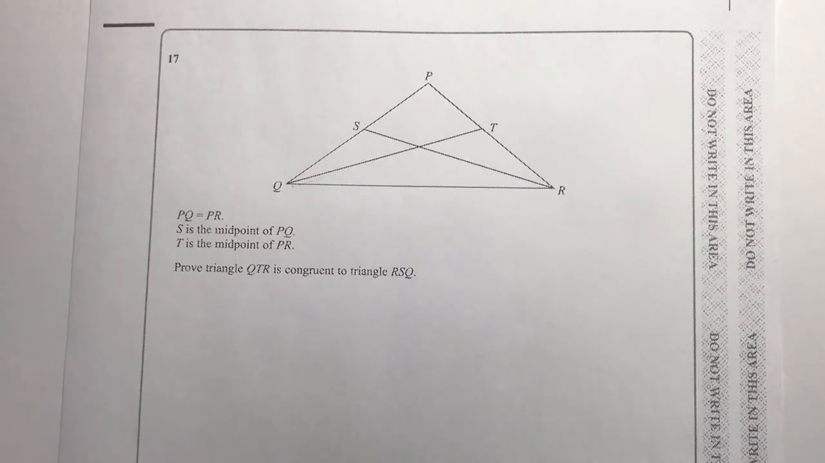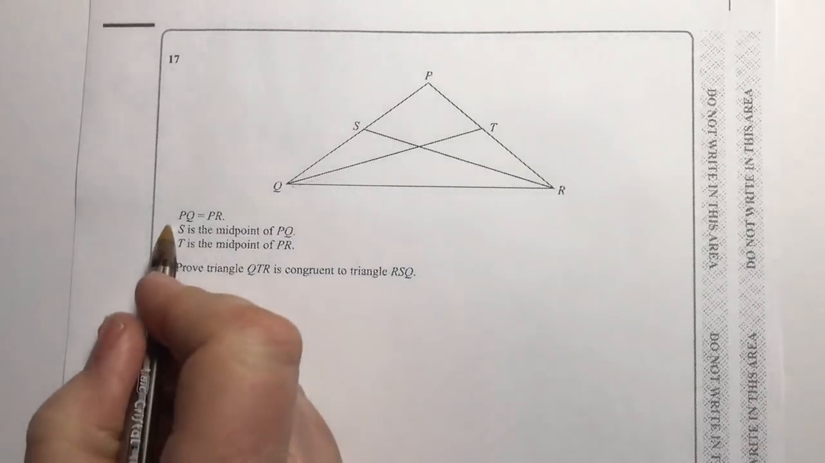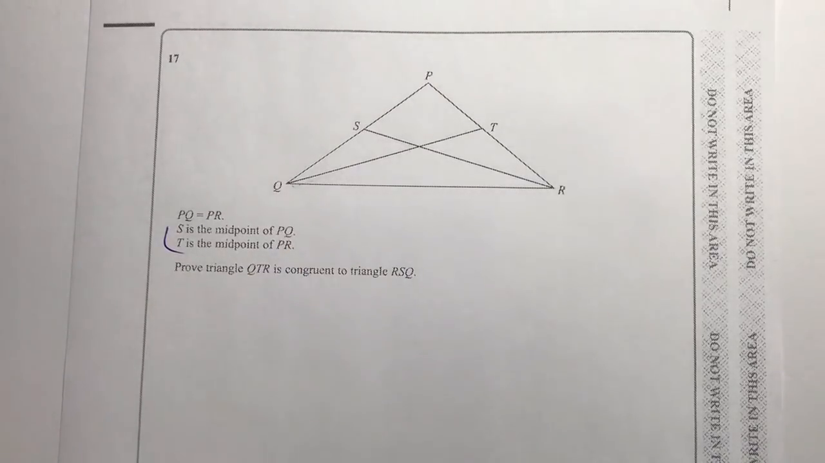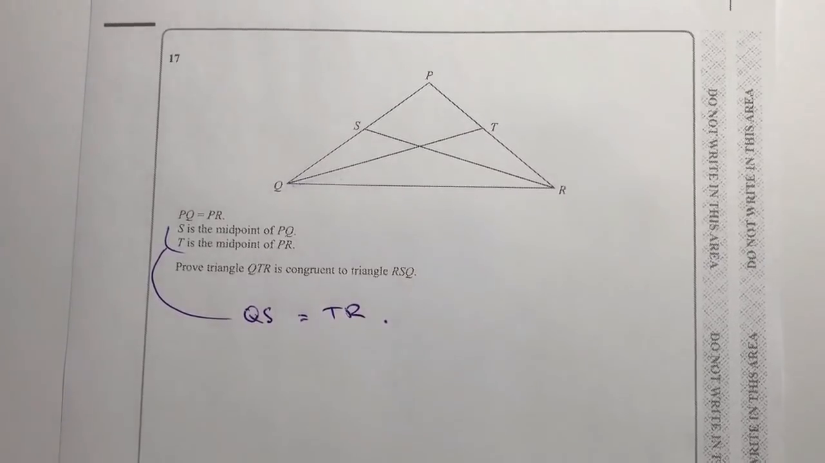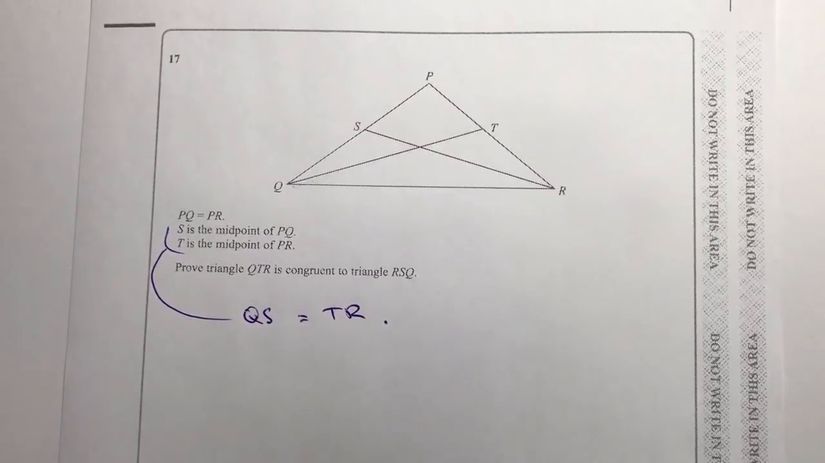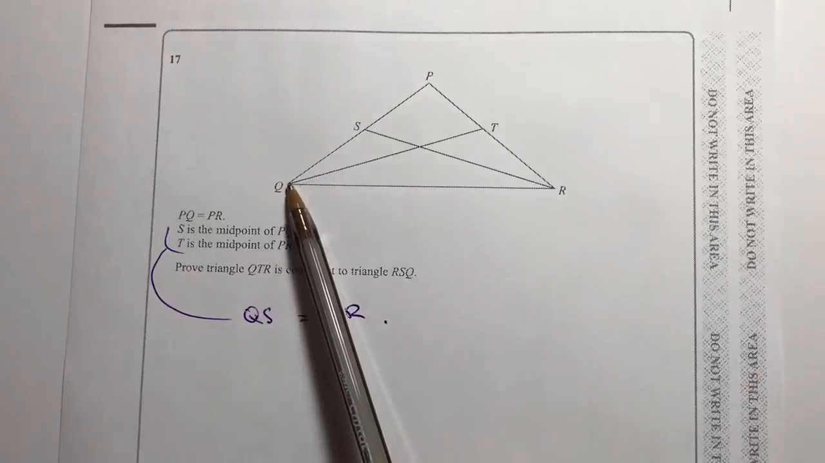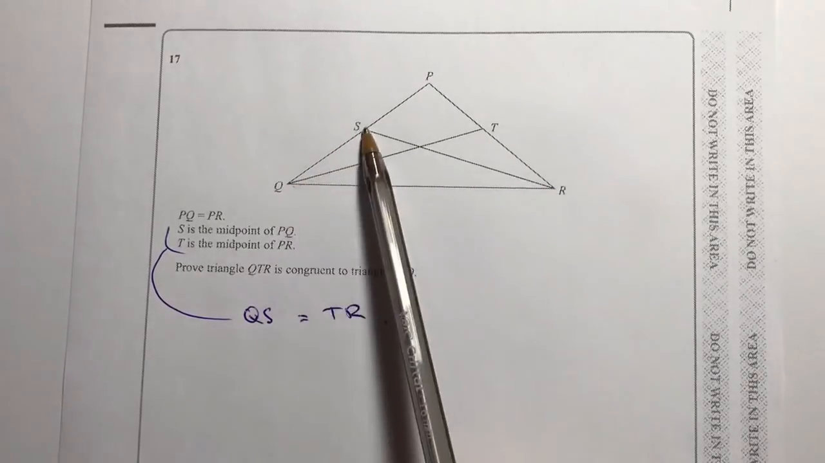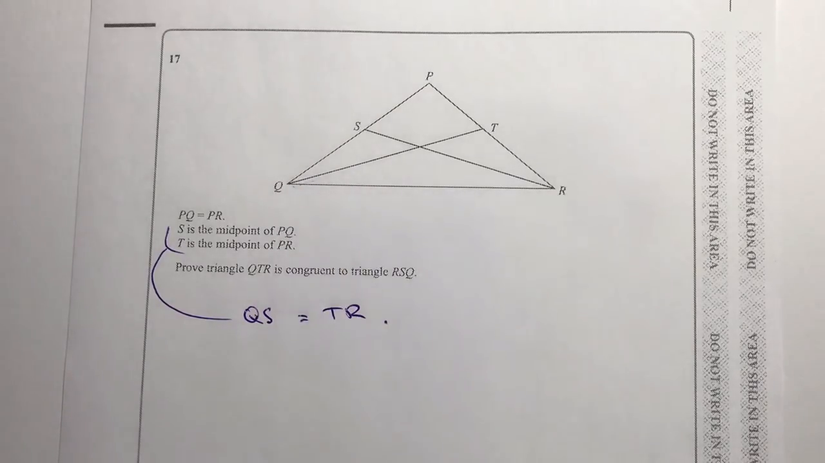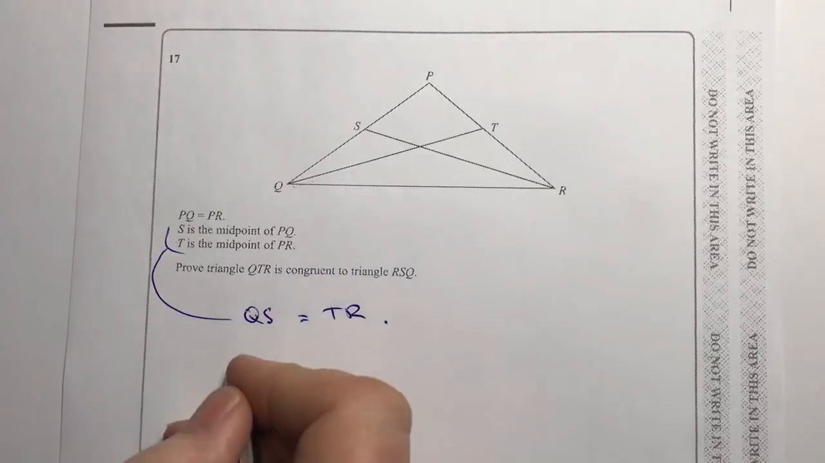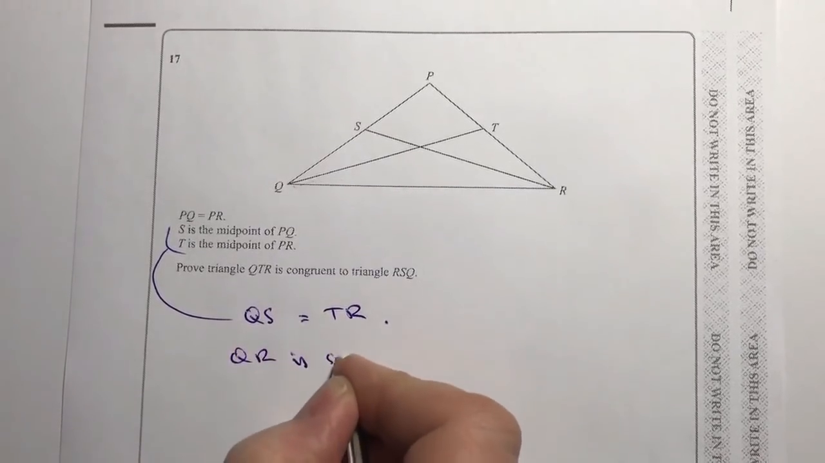The first thing is that it tells us that S is the midpoint of PQ and T is the midpoint of PR. So what we can say is that QS equals TR. It tells us that already in the text. And what you will find with some of these questions is that if you go back to the text, you'll get a bit of a clue as to where to start. Then if we look at the diagram, we're trying to prove these two triangles are the same. Actually, QR is the same for both triangles.